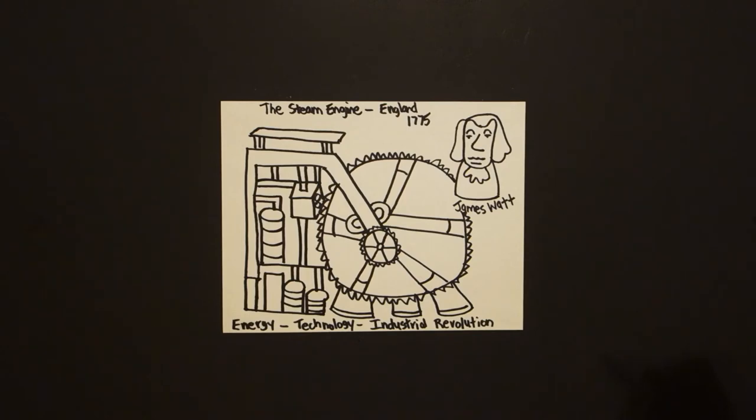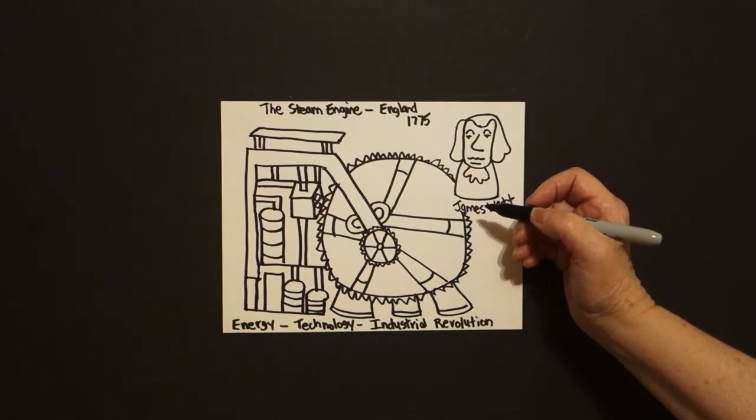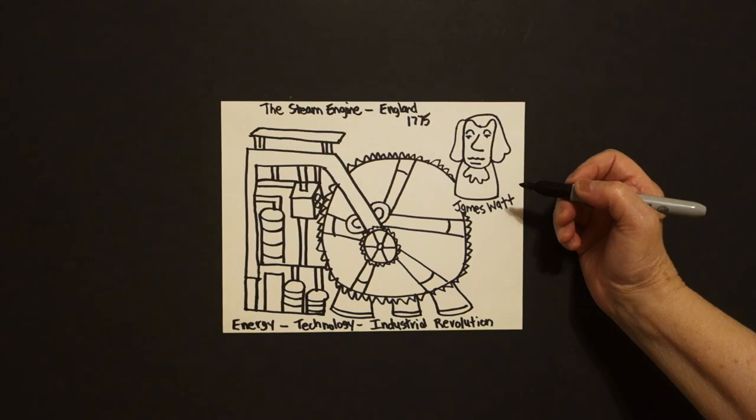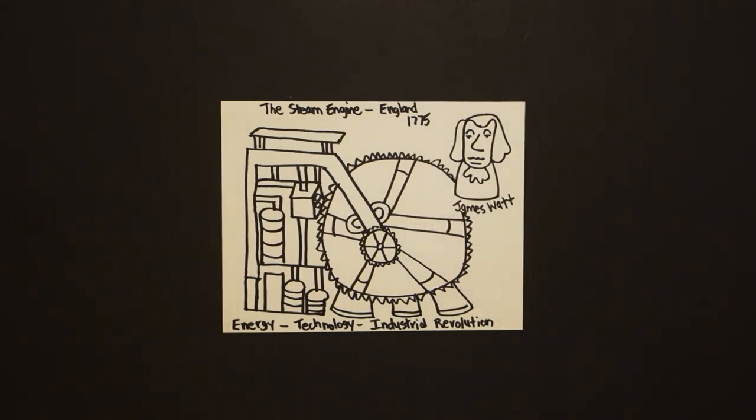I might add one, two, three, four, five, six, one, two, three, five. I think I need one more. Maybe that's what this would have been. Yeah, I'm going to leave it alone. Okay. Let's see what this looks like.